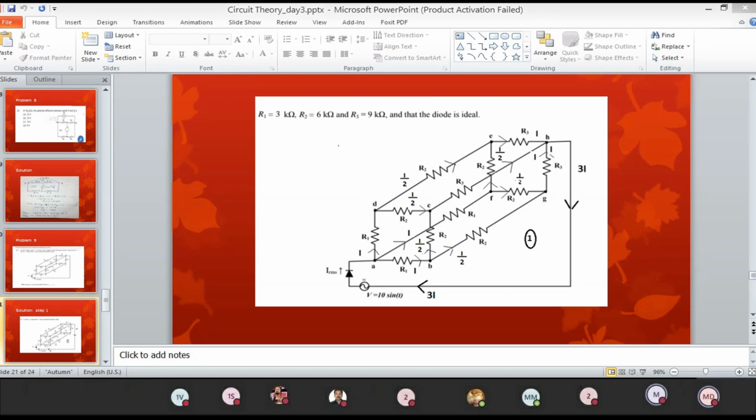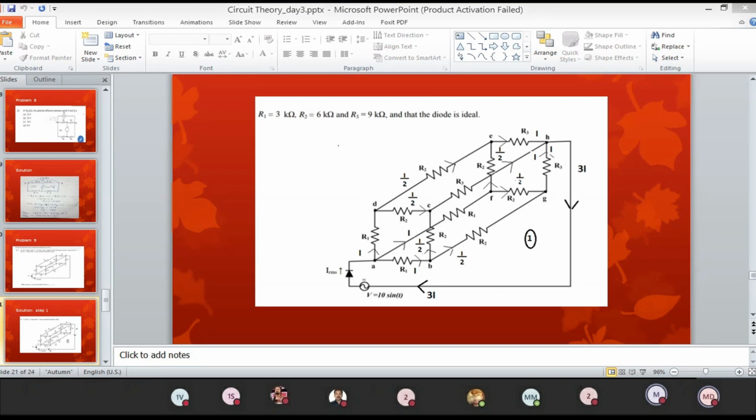Once I enters at D, it has two resistances. Luckily, both are R2 and both are the same. So it will be I by 2, I by 2. And at B, it enters two paths, both the paths are R2. So again I by 2, I by 2. Another important point you need to understand: at F, the current enters as I. It has two different paths, both are the same, I by 2, I by 2.